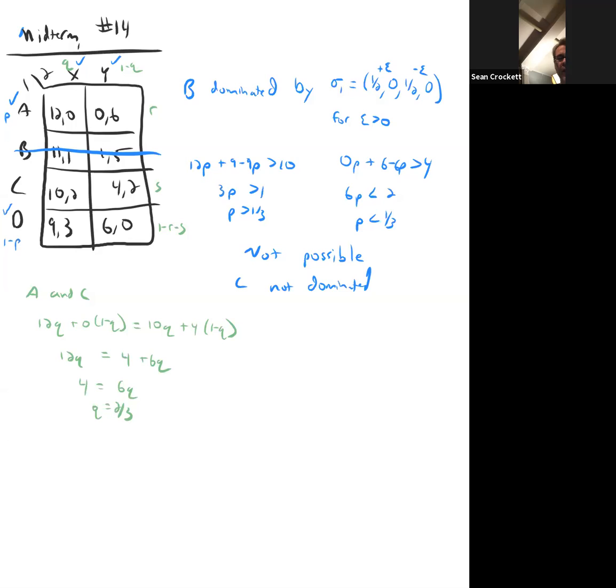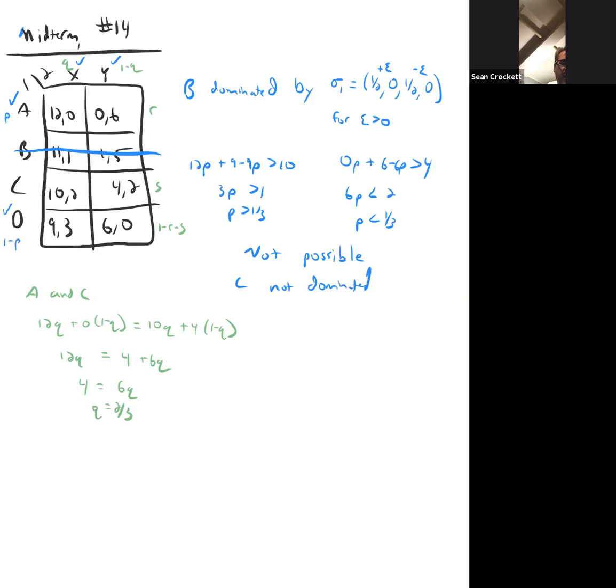So we know that Q has to equal 2/3 in order for player 1 to be indifferent between A and C. But that doesn't mean that player 1 will mix between A and C, because it's possible that D gives a better payoff than both when Q equals 2/3. If that was true, then Q equals 2/3 would not be part of a mixed strategy equilibrium, and player 1 would not be able to play A and C together as part of an equilibrium.